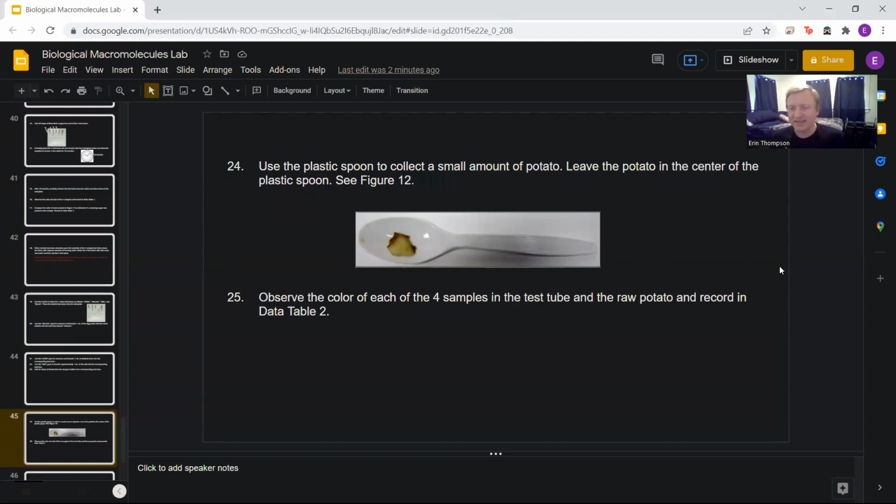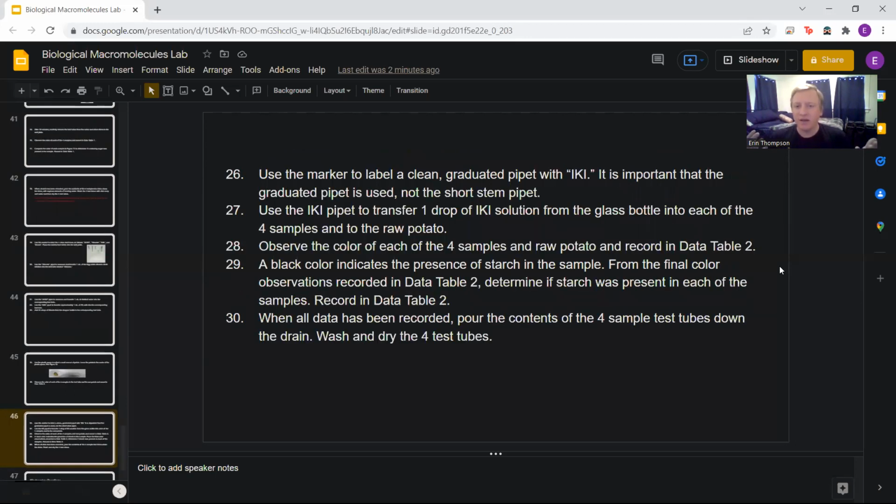Okay, so now you're going to get your plastic spoon or regular spoon, if that's what you have, and scoop a little bit of potato out. You're going to jot down the color of each of the 4 samples and the raw potato into data table 2. And then we are going to make an IKI, or Lugol's iodine pipette. Again, it needs to be the graduated pipette, not the short stem pipette. Hopefully you remember those are the long ones with the markings on the side. You're going to add 1 drop of solution from the glass bottle into each of the 4 samples and to the raw potato. We're going to observe the color of each of those things.